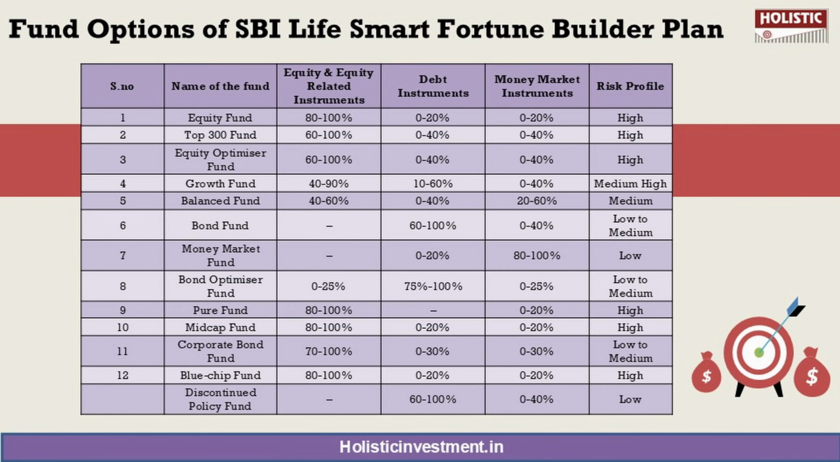Now let us take a look at the 12 varied fund options available under the SBI Life Smart Fortune Builder Plan. As you can see from the screen, the fund options are equity fund, top 300 fund, equity optimizer fund, growth fund, balance fund, bond fund, money market fund, bond optimizer fund, pure fund, mid cap fund, corporate bond fund, blue chip fund, and discontinued policy fund.